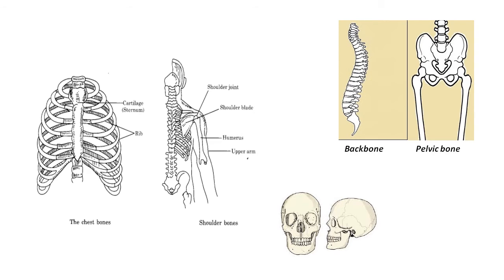Similarly, the backbone, you can see the picture of the backbone. When you stand up, you notice two bones that are standing near the shoulder region. These we call the shoulder bones. And then we have the pelvic bones also that protect our stomach.